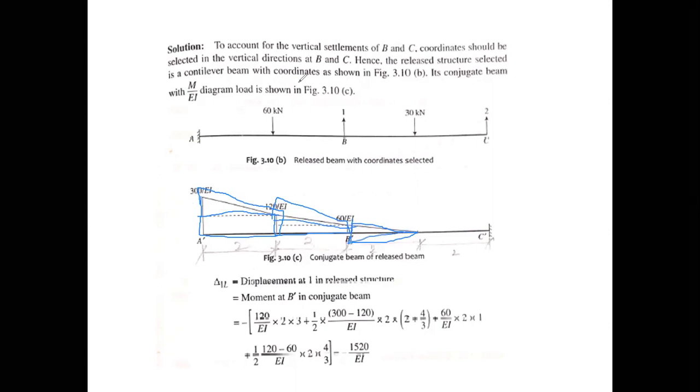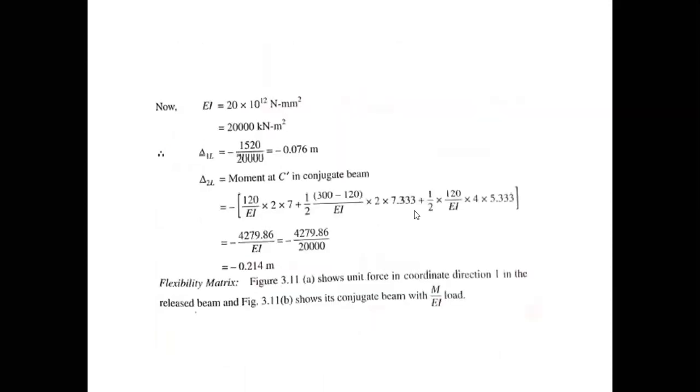So this is how we can calculate the total load of this diagram and simply get the moment by using all this equation. We get the moment over here, that is equals to minus 4279.86 upon EI, and by substituting the value of EI, we get the final delta 2L is equals to minus 0.214 meters.